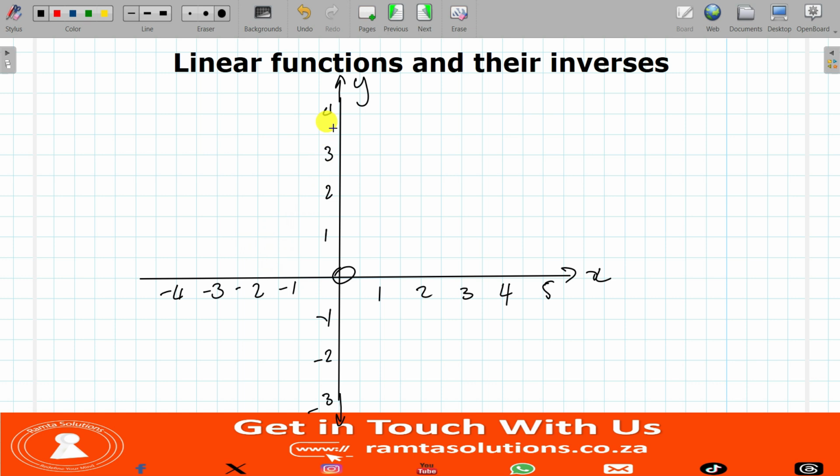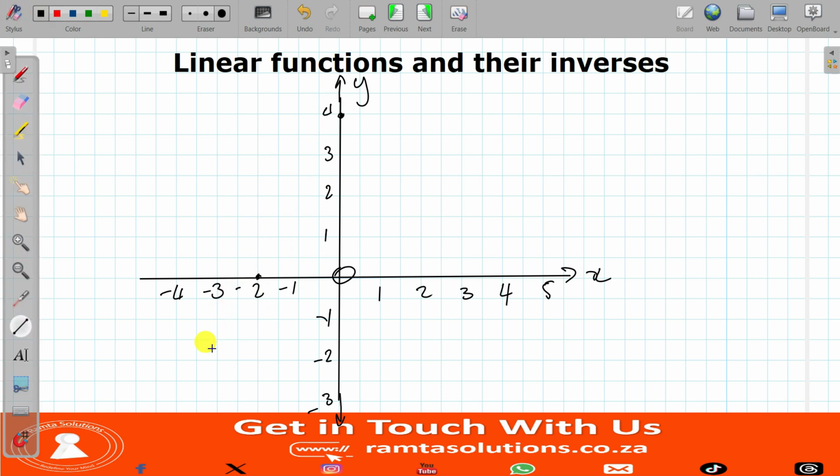So we said the y-intercept was 4 and the x-intercept was negative 2. Right? Now let me join the points.